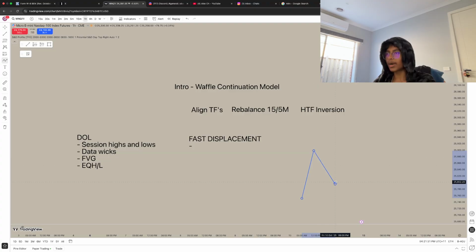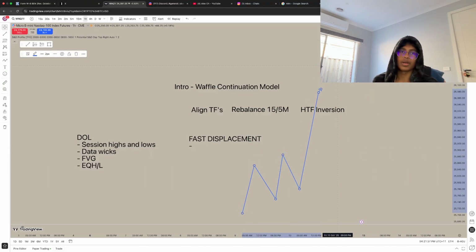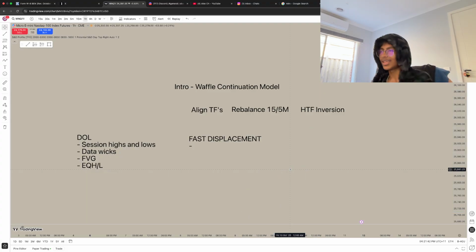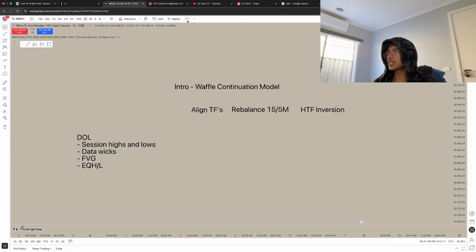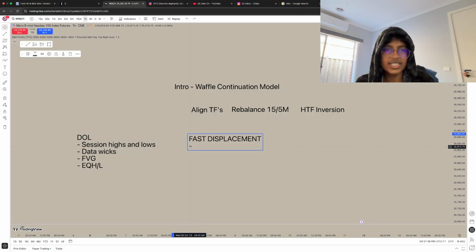Fast displacement is I want price to be moving to a clear section, like a clear draw. Like this, you can easily tell price is moving up. That's what I want. I don't want any slow, sideways, barcode, choppy price action. I don't look for any of that. You always want fast displacement. And fast displacement is one of the things I also look at. If there's no fast displacement, I'm not really looking for a trade for that day.